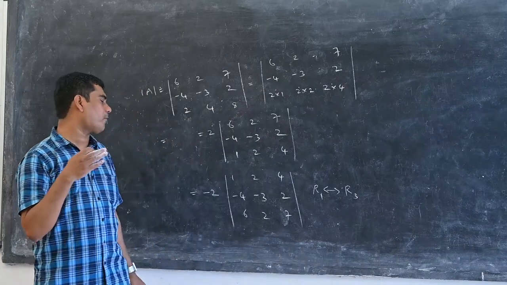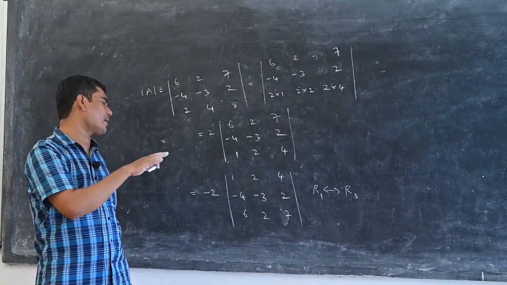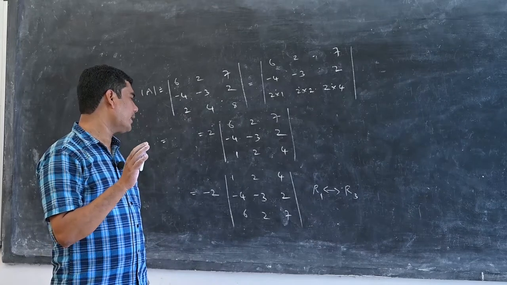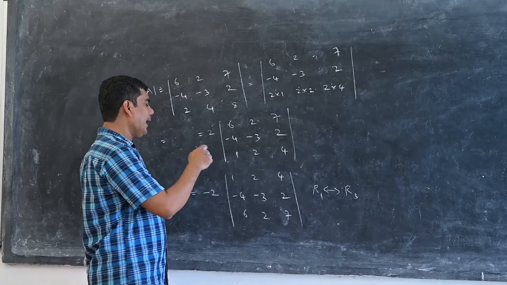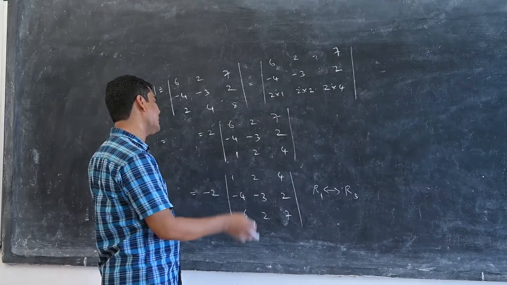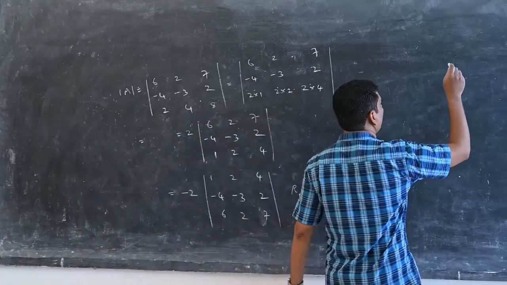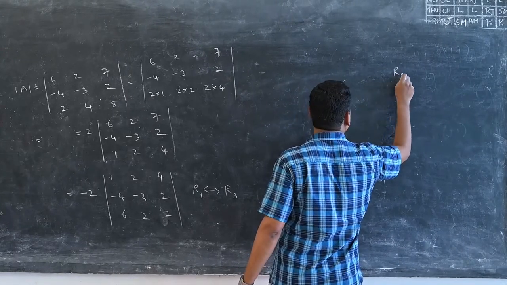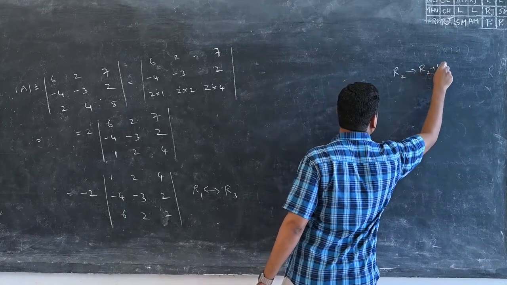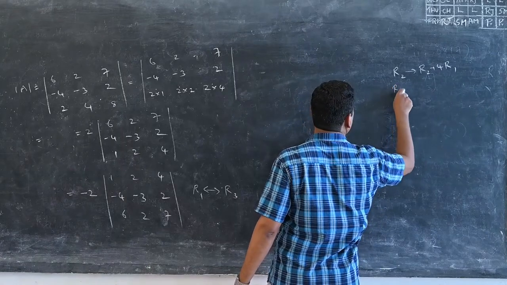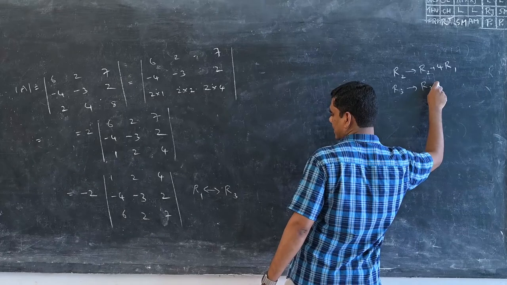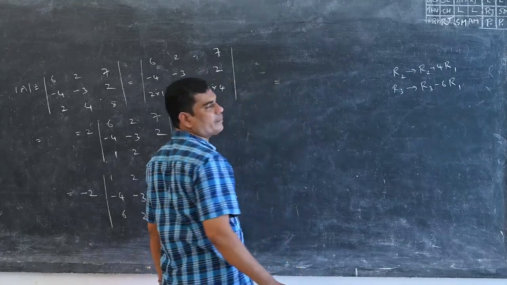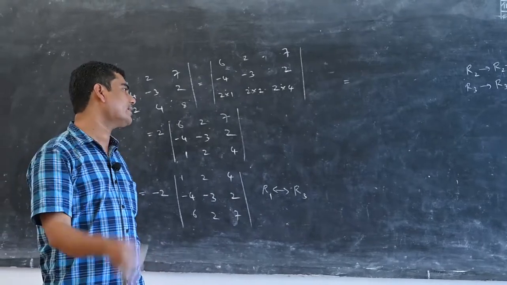Now, if we perform the third elementary row transformation, the determinant remains unchanged. We studied the property that if you do the third elementary row transformation, that is, if we add a multiple of a row to another row, the determinant remains unchanged. So we perform this transformation: R2 goes into R2 plus 4R1, R3 goes into R3 minus 6R1. Then the determinant remains unchanged. This is the third elementary row transformation.